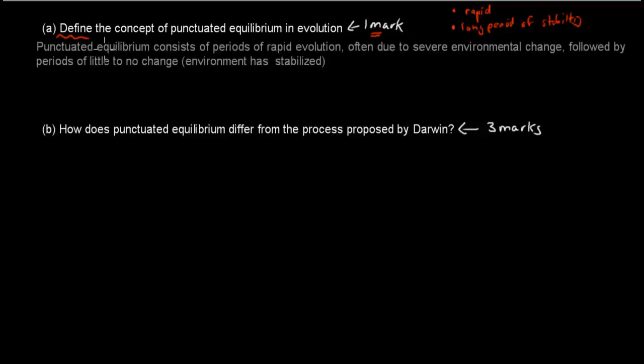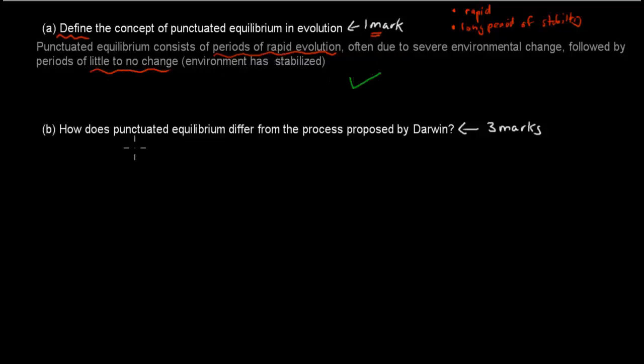So what I wrote is: punctuated equilibrium consists of periods of rapid evolution, where that change is really quick, often due to severe environmental change, followed by periods of little to no change, which means the environment itself has stabilized. And that would be your 1 mark.